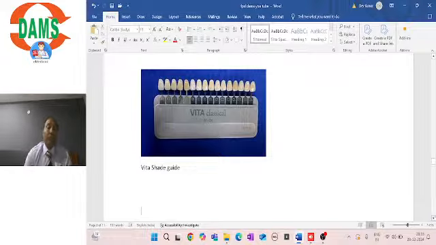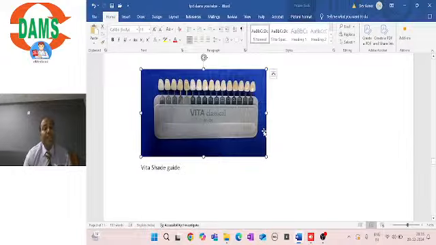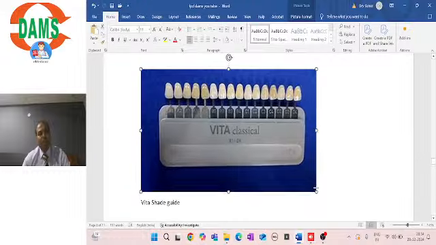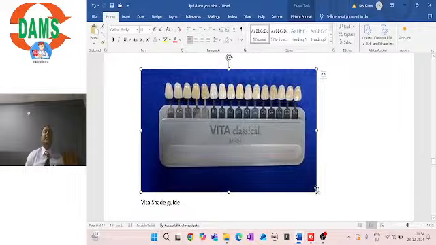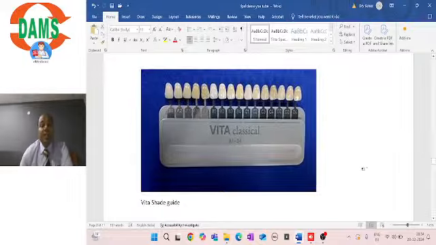So if ever a question comes, you should know the order of the arrangement of the value, where A, B, C and D will tell you the hue of the shade guide, and A1, A2, A3, A3.5, we are increasing the chroma. And if we are to arrange this in the value form, it is B1, A1, B2, D2, C2, like this we can arrange it in the increasing order of the value. So if the question is asked, this is a Vita shade guide.